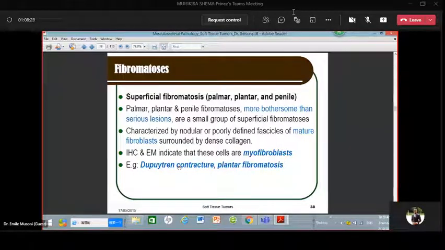Another one, and common, is called fibromatosis. Superficial fibromatosis can be found on the palmar, plantar, and even the penile. Palmar, plantar, and penile fibromatosis, more bothersome than serious lesions, are a group called superficial fibromatosis, characterized by nodular or poorly defined fascicles of mature fibroblasts surrounded by dense collagen. Immunohistochemistry and electron microscope can indicate these cells are fibroblasts. The most common are the Dupuytren contracture and plantar fibromatosis.